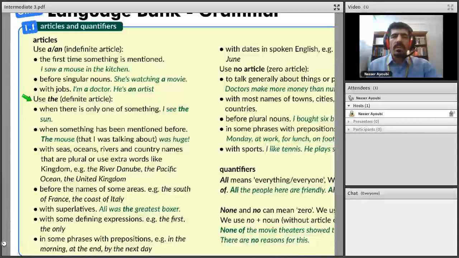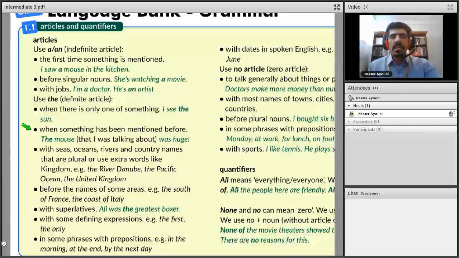Use the, or definite article, when there is only one of the thing. I see the sun. They are unique. The sun, the earth, the moon, the sky.